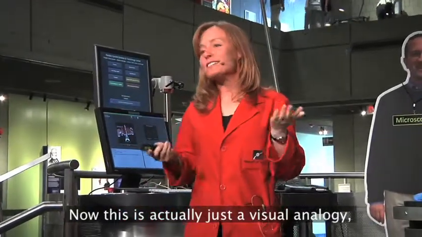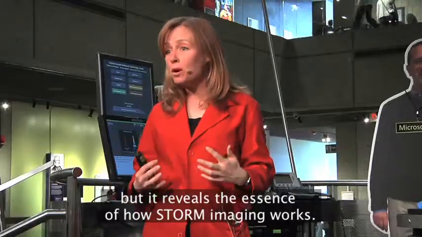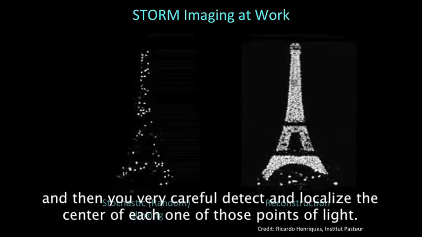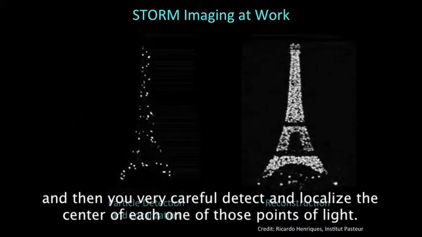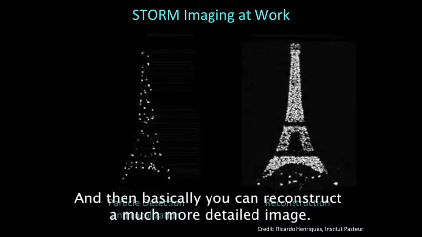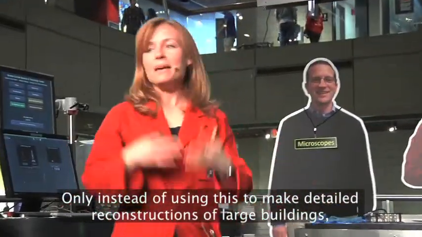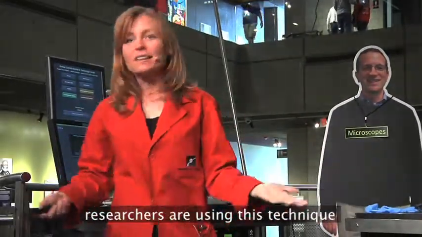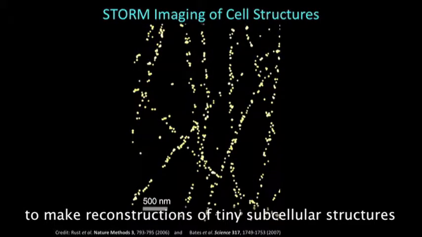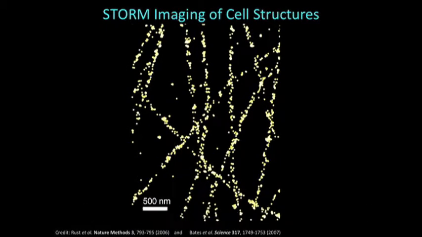Now, this is actually just a visual analogy, but it reveals the essence of how STORM imaging works. You have stochastic, or random, blinking of lights, and then you very carefully detect and localize the center of each one of those points of light. And then basically you can reconstruct a much more detailed image. Only instead of using this to make detailed reconstructions of large buildings, researchers are using this technique to make reconstructions of tiny subcellular structures and get very high resolution images inside cells.